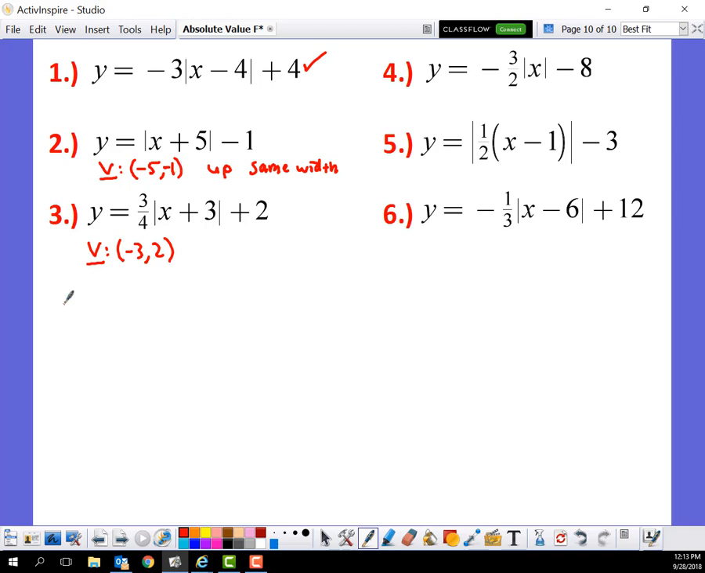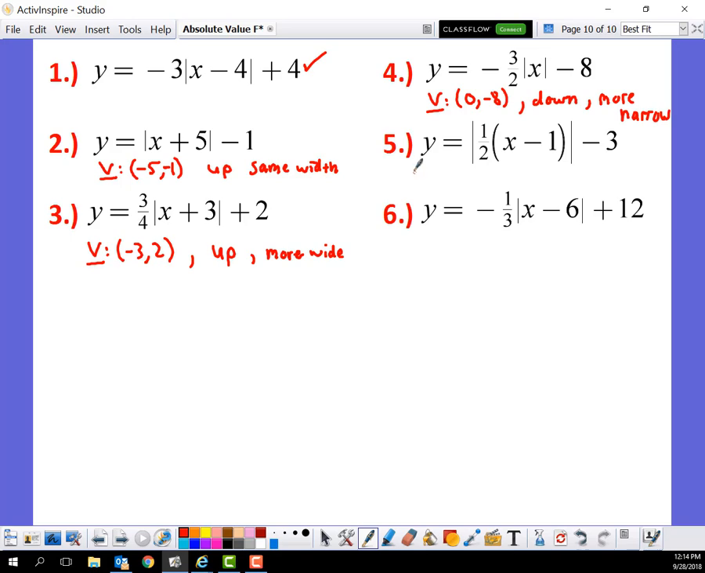Now number 3. Again, the vertex was -3, +2. This opens up because my lead coefficient is positive, and the slopes of these sides are going to be 3/4 and -3/4, so that is more wide than the parent function. Number 4, there is no h value, so the vertex is at 0, -8. This is going to open down because of my negative lead coefficient. And it is more narrow, because the slope would be +3/2 and -3/2.